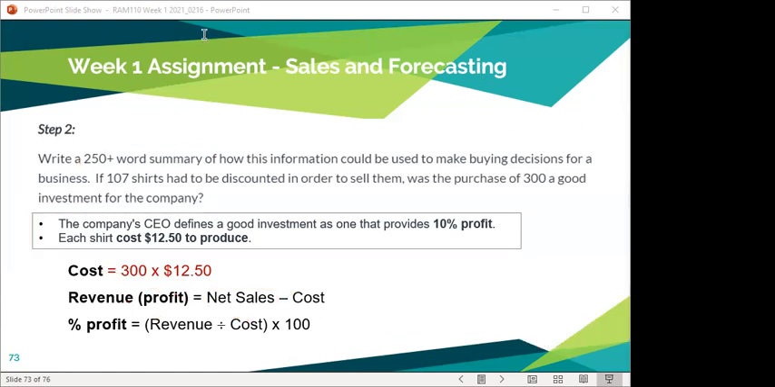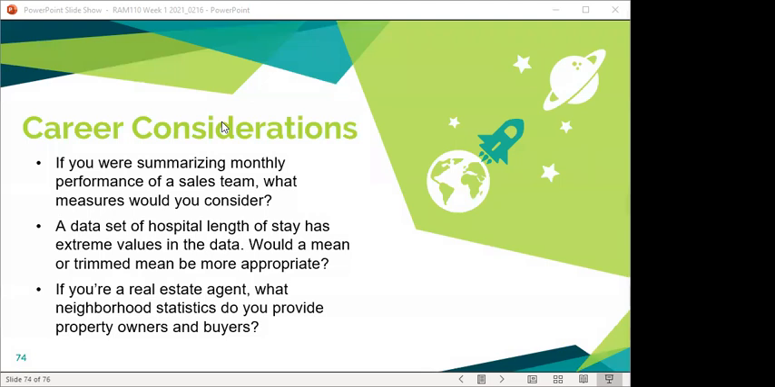All right, I think that's all I have. Let me just double check. Yep, some career considerations. Here I'm giving you three scenarios to think about in your careers. If you're summarizing monthly performance of a sales team, what statistics would you give? If you're doing hospital length of stay, like I gave in that example, would you use a mean or a trimmed mean? And then lastly, if you're a real estate agent, what neighborhood statistics could you provide property owners or buyers?